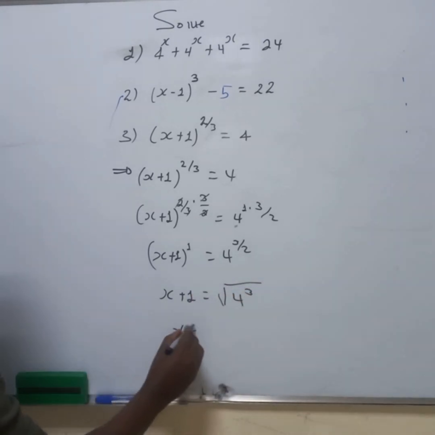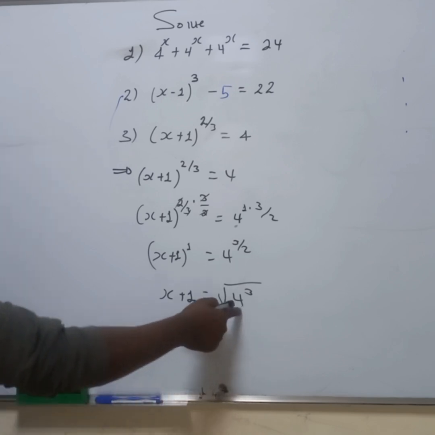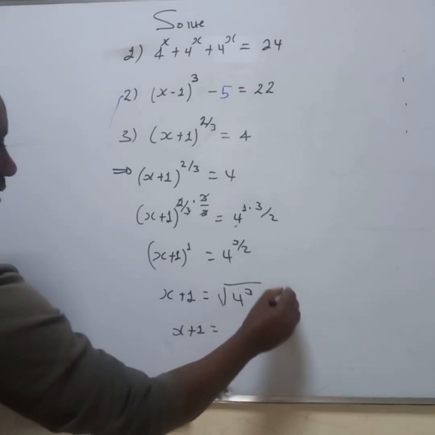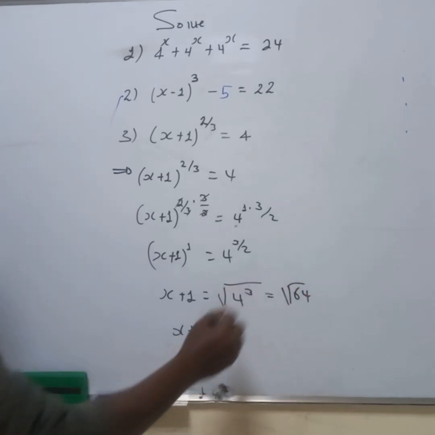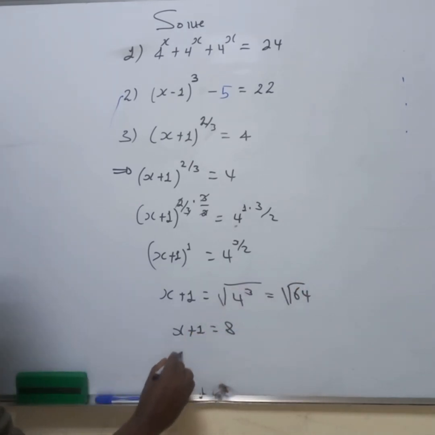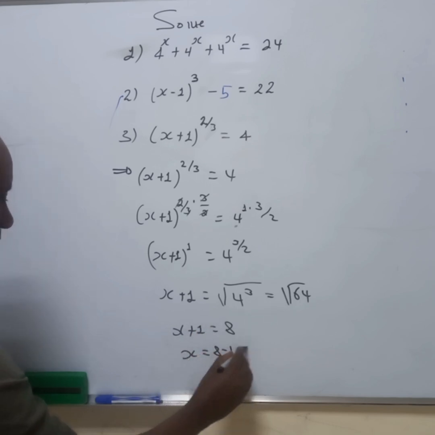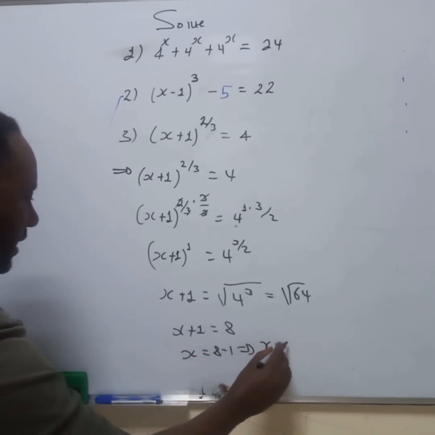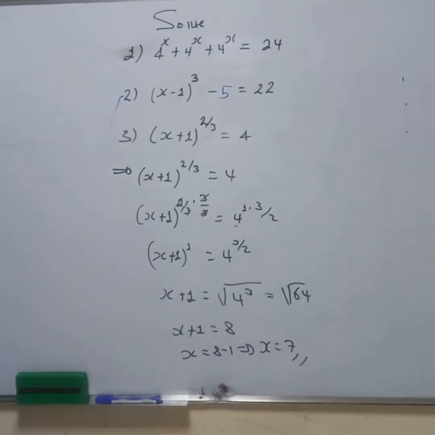This is x plus 1. That's going to be the square root of 4 to the power of 3, which is exactly the square root of 64. The square root of 64 is 8. So x will be what? 8 minus 1. This implies x is exactly 7. This is the way how we do it. This is all about how we are going to solve these 3 important questions.